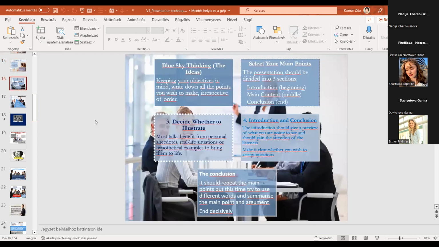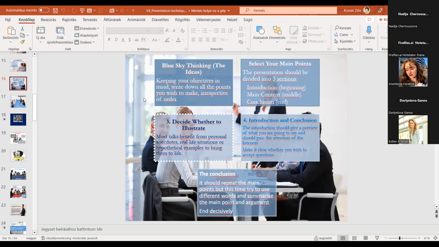The blue sky thinking says that you should focus on the ideas. So you have to keep your objectives in mind and only write down the most important points you have to make during the presentation. And the order is not important. So it says that the structure is not built around the order of the thoughts or the messages, but it is built around the message itself. So that is a different approach.